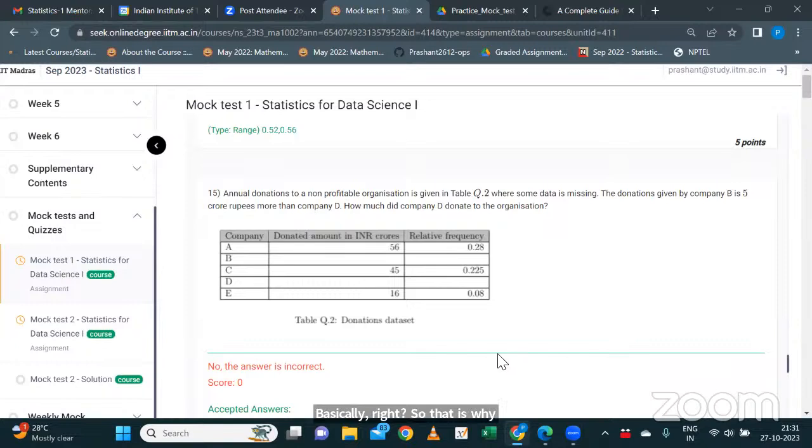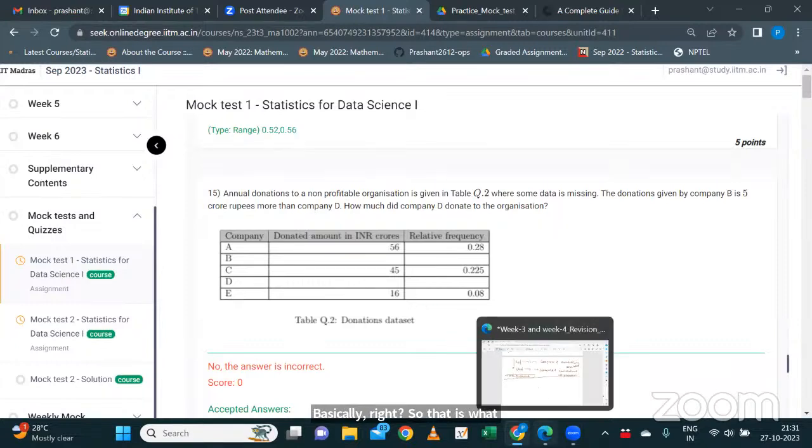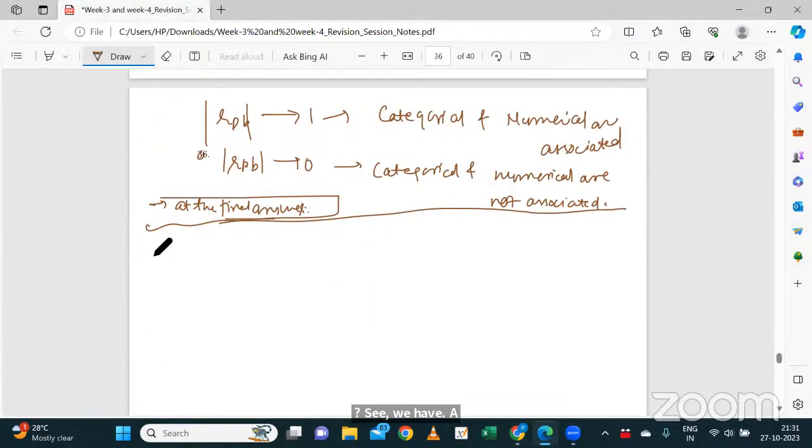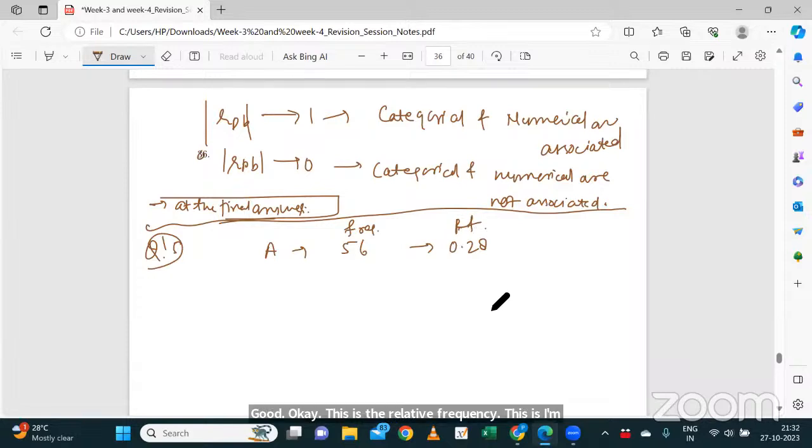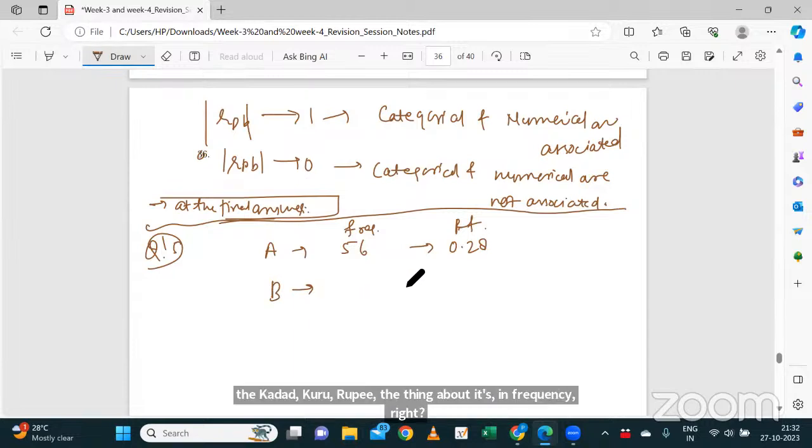See, we have A, B, C. Anyone, just tell me the value. Sir, for A it is 56. Okay. Relative frequency 0.28. This is the relative frequency. I'm writing only the frequency, because the crore rupees will give you the frequency. For B, we don't know, right? Relative frequency is 0.22.